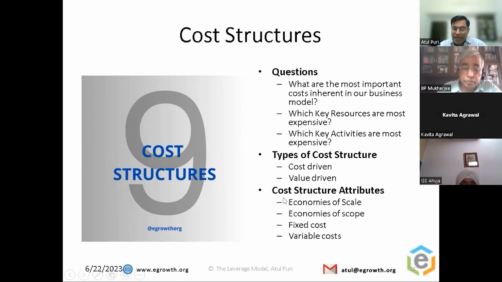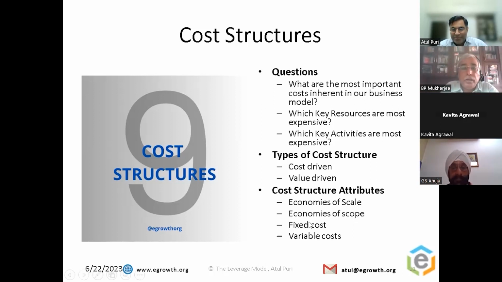All right. And then cost structure attributes are economies of scale. If we increase the scale, is the cost coming down? Economies of scope. That means, can I use the same supply chain for multiple products? Let us talk about organizations like Procter and Gamble. They use the same supply chain, same set of sales managers for a large variety of products. So that is how they are able to create economy of scope. Then fixed costs. How can we contain the fixed cost? What about the variable costs?